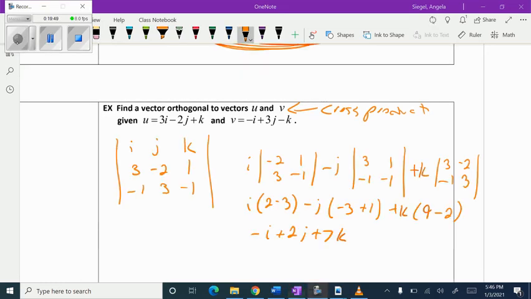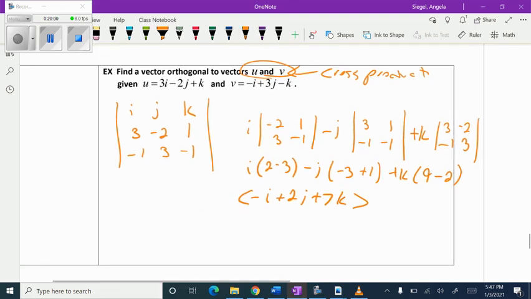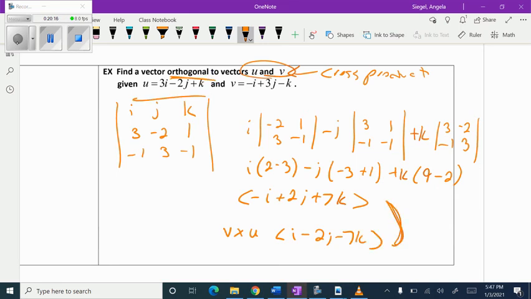I did this one as the cross product of U and V instead of V and U. Either way, it's going to be fine. If you happen to do the cross product of V and U, it would just be the opposite, so it would be I minus 2J minus 7K. Either one of these is just fine. They're both orthogonal to these two vectors. And that is it.